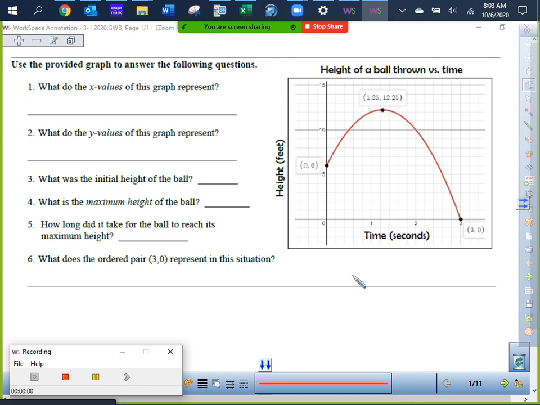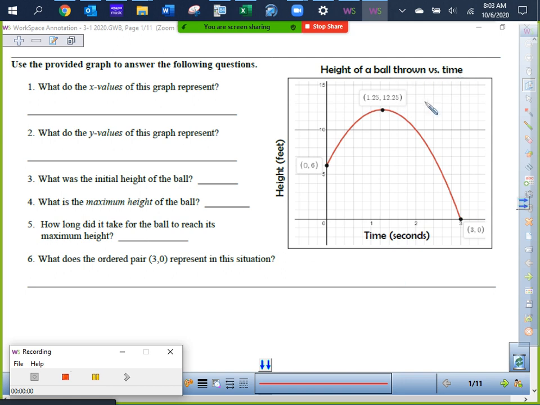Today's lesson, 3.1, is reading quadratic graphs. Quadratic graphs always make a parabola, and they're very realistic situations when it comes to throwing objects because of gravity and stuff like that. So check it out. Would you believe that this first graph is about the height of a ball that's thrown versus time?